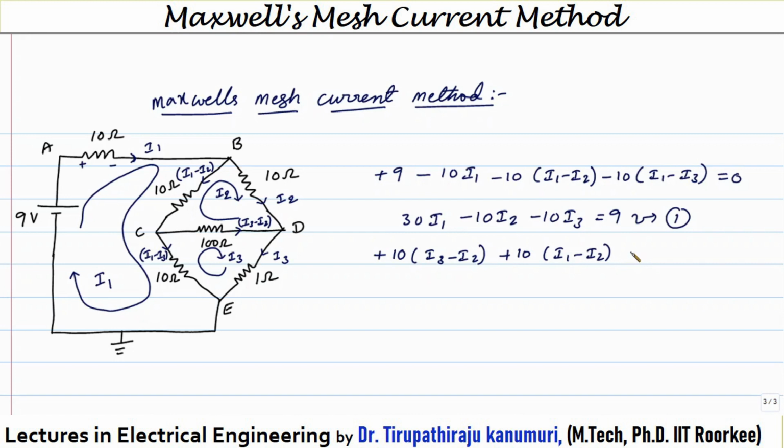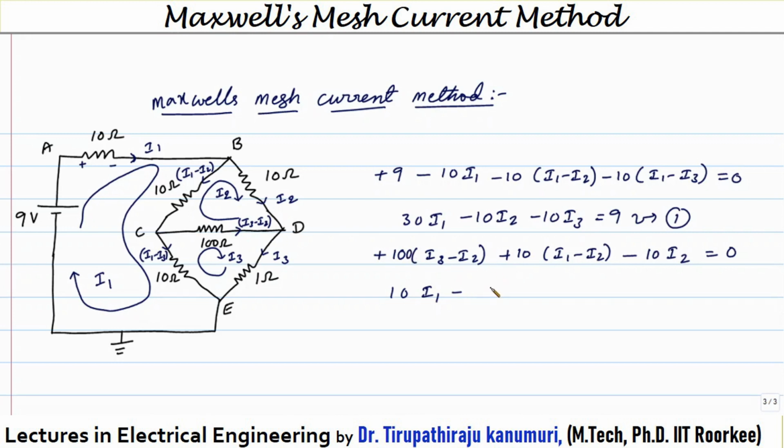Now through the 10 ohms, we are going in the same direction as I2, so this will be 10 times I2 equals 0. Now if you simplify this, you will get 10 times I1 minus... I think here this is I3 minus I2. I3 minus I2, this is 100, right? So this will be 100. So please change it.